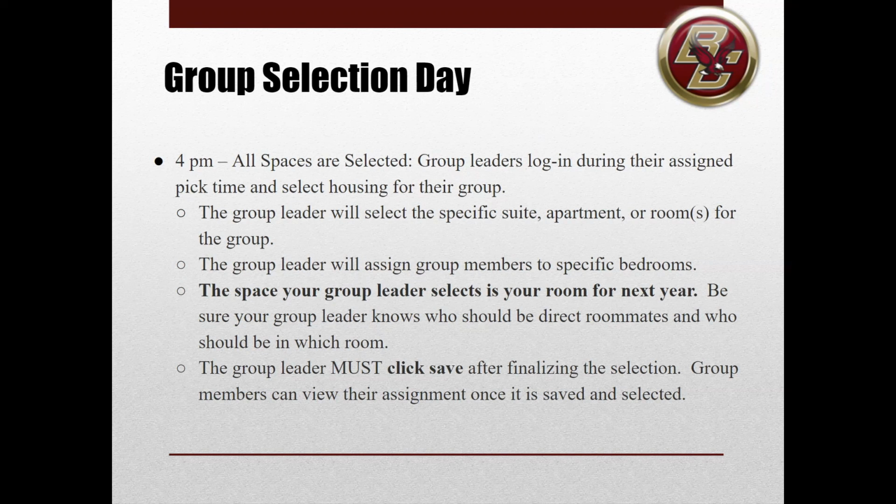Pick times again start at 4 p.m. and 3 groups will go every 5 minutes. So 3 groups at 4 o'clock, 3 groups at 4:05, and so forth. The group leader will assign group members to specific bedrooms, and the space your group leader selects is your room for next year. Be sure your group leader knows who should be direct roommates and who should be in which room. This goes back to making a plan and making sure that you and your group leader know exactly what to do in that time period.